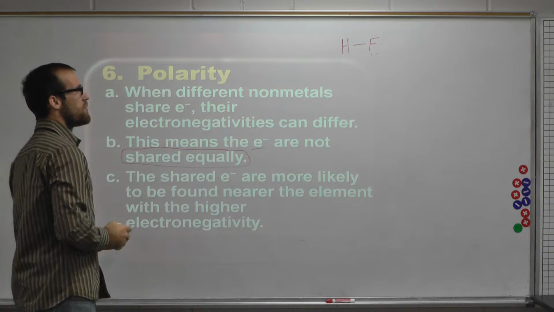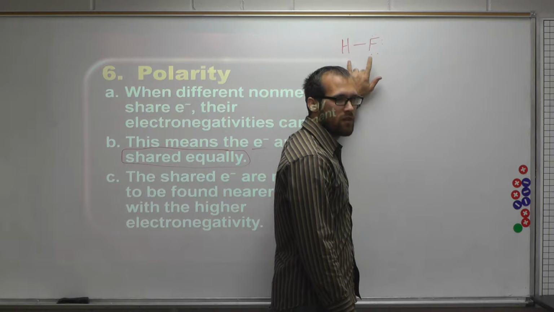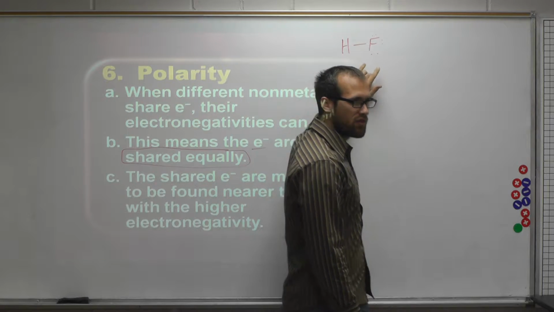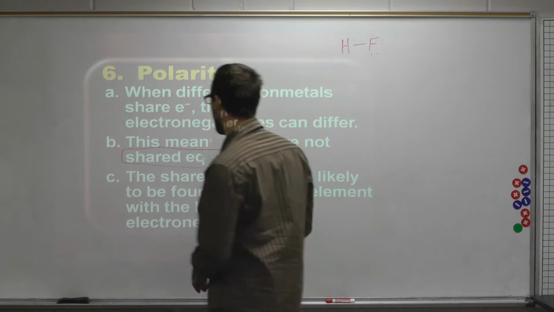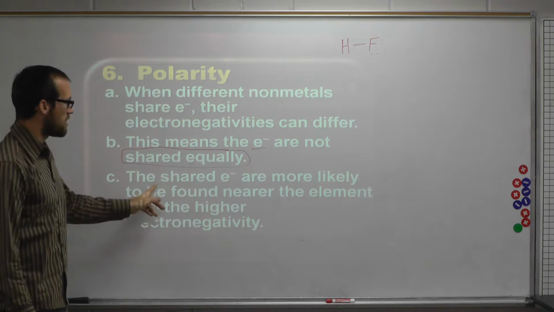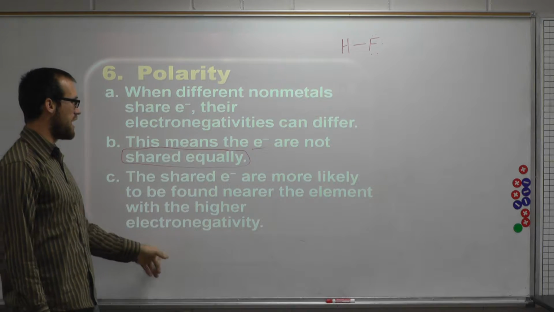Okay? Do you remember which of these two guys is more electronegative? Fluorine. Fluorine is. The trend is least electronegative, most electronegative. Okay? This is an exception, it's kind of in the middle of the range. Okay, let's talk more about this. The shared electrons are going to be more likely to be found near the element with the higher electronegativity.